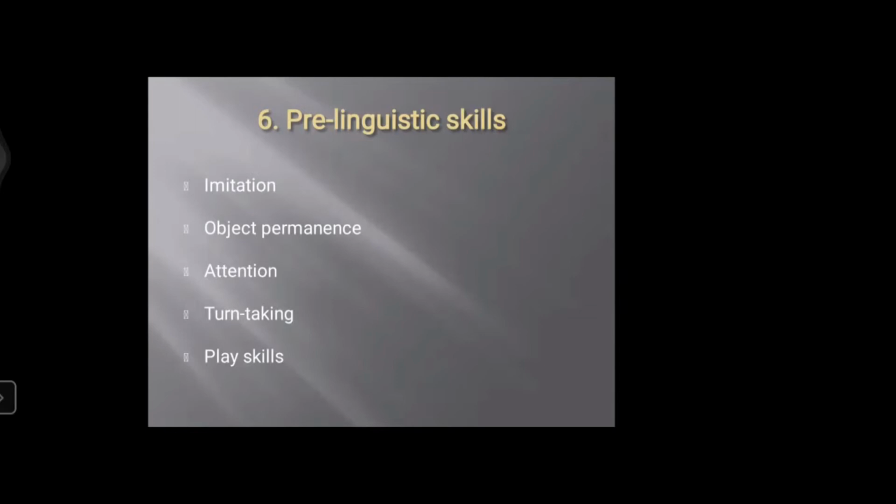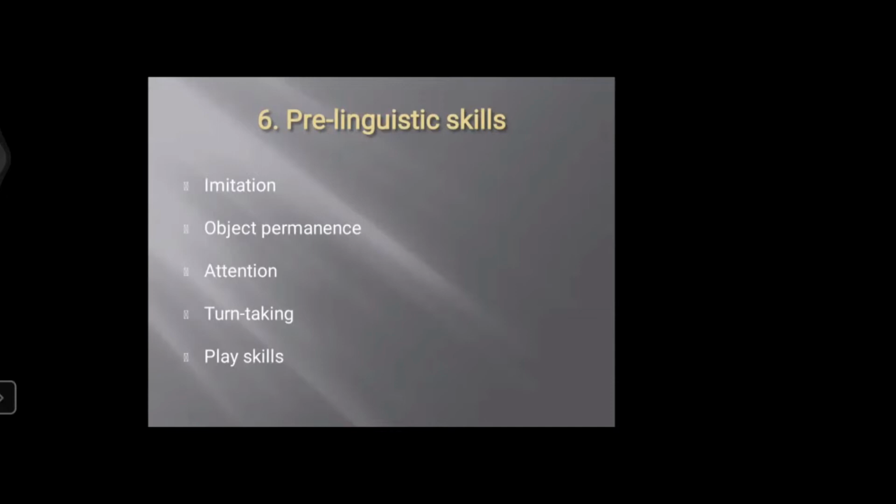Then turn taking. So we can see if the child takes turns. It could be verbal if the child is verbal, or non-verbal if the child is non-verbal, and see if he understands properly, if he does it properly. Then we can have play skills. Play skills also highlight a lot about the child's cognition. So there are 5-6 levels of play skills.